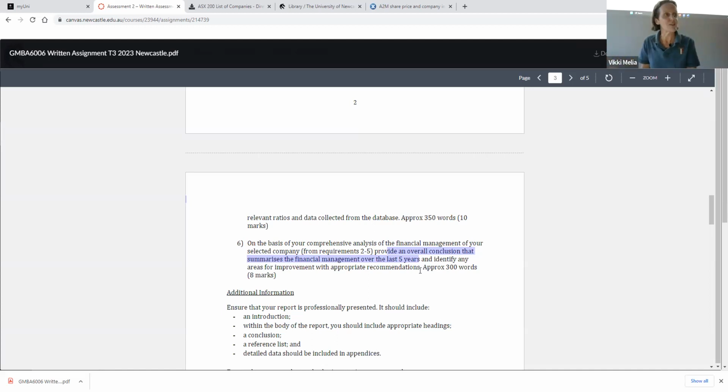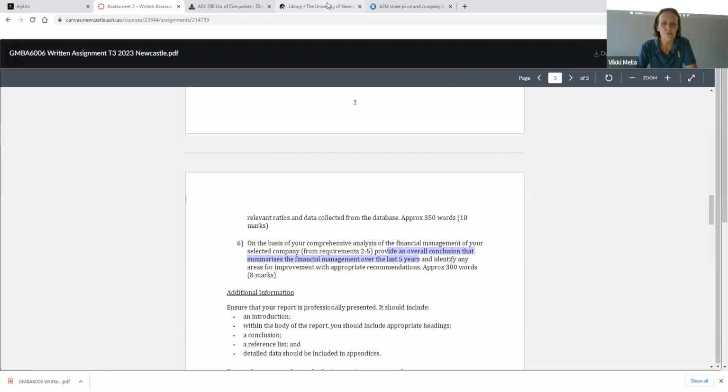You might have a recommendation around making changes to the capital structure, or if it's a company that's using a lot of equity and not much debt, you might recommend that they use more debt and try and get benefits from leverage. So you might find that there are some areas where you can make a recommendation. It'll be hard because these are all big publicly listed companies and typically financial management is quite good, but you might find after you do your analysis that there are a couple of things you can recommend.